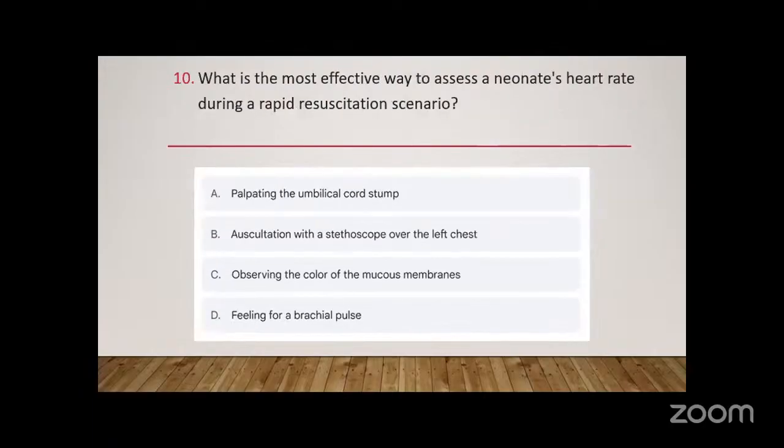Last question. What is the most effective way to assess the neonate's heart rate during a rapid resuscitation scenario? Are you going to palpate the umbilical cord stump? Are you going to auscultate with a stethoscope over the left chest? Or are you going to observe the color of mucous membrane? Are you going to be feeling the brachial pulse? Any answer? A. Are you going to be palpating the umbilical cord? Yes, B. That's why you need your stethoscope to auscultate the baby for heart rate.